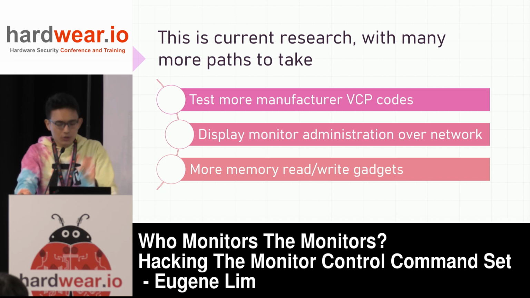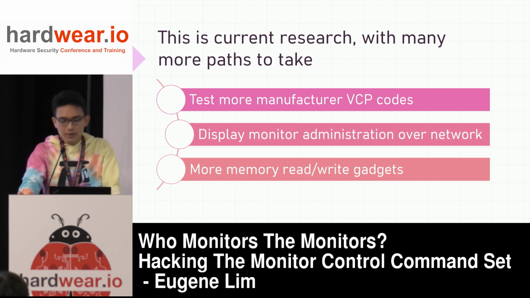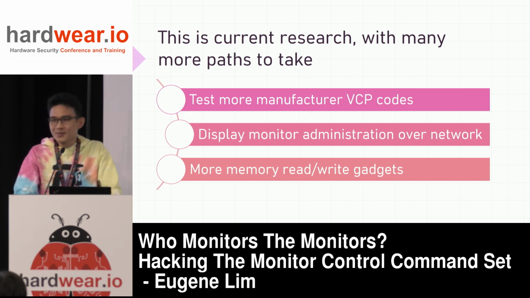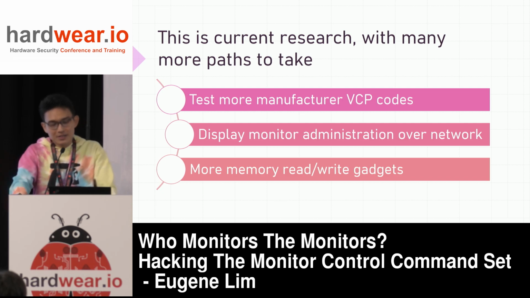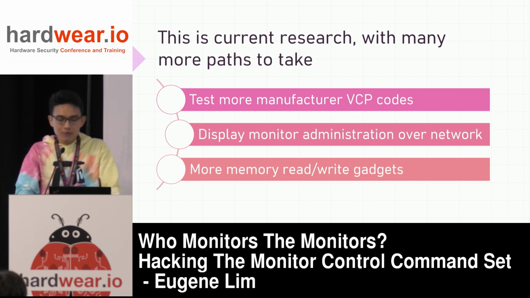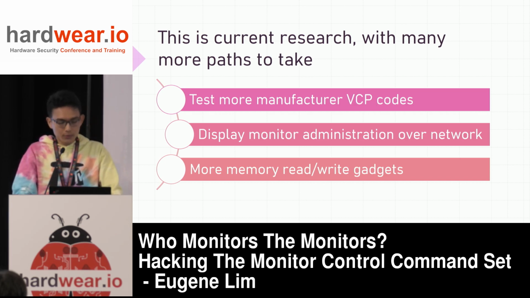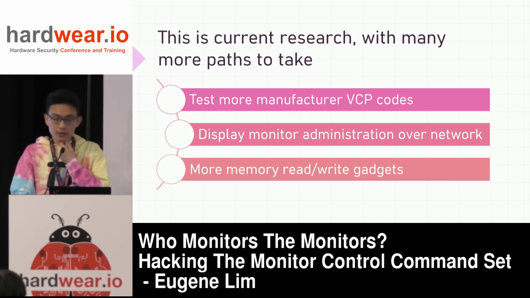In terms of current research, there's a lot more paths to take. What I'm looking at is testing more manufacturer-specific VCP codes. The problem is that I'm limited by budget, so I need to buy a monitor each time I want to test a new interesting manufacturer-specific VCP code. Some of them are far more advanced. For example, the webcam stuff, those cost thousands of dollars. And there's also software that does display monitor administration over the network, which also has interesting possibilities.